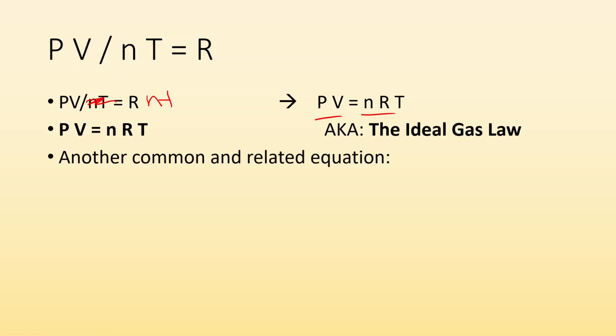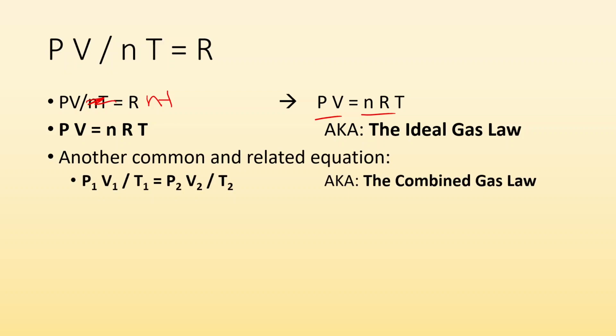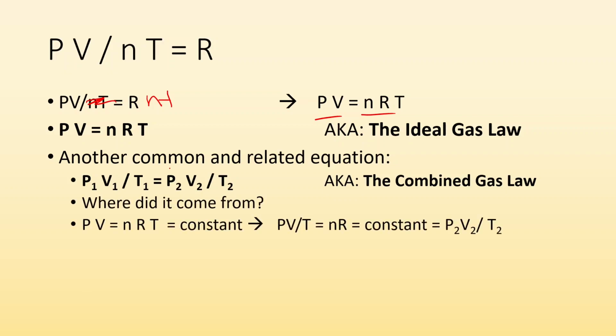Another common and related equation that we've seen before is the combined gas law, where P1V1 over T1 equals P2V2 over T2. And where did that equation come from? Well, if we rearrange to solve for the gas constant times the number of moles, which in combined gas law problems, the moles usually doesn't change, and R is always a constant, we end up with PV over T equals some constant number. So even if we change pressure and volume and temperature, they still have to equal the same constant when it's set up with P2V2 over T2. It has to equal P1V1 over T1.